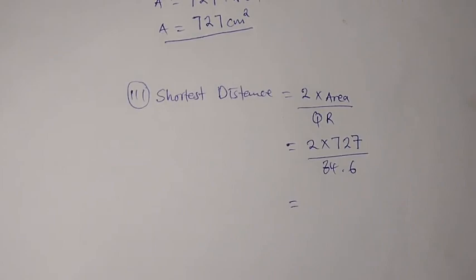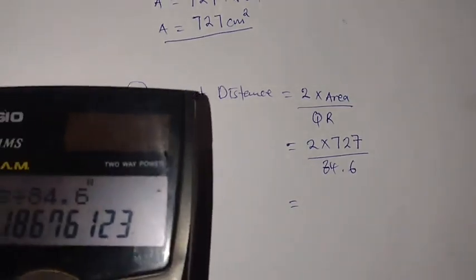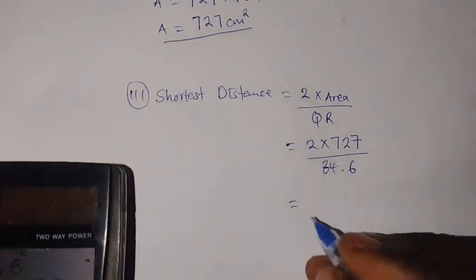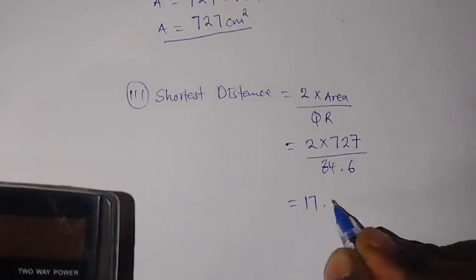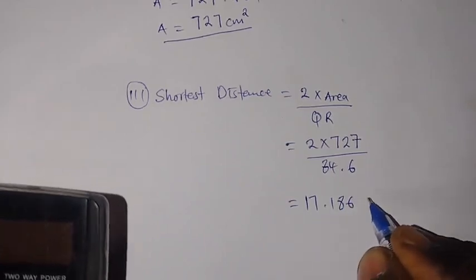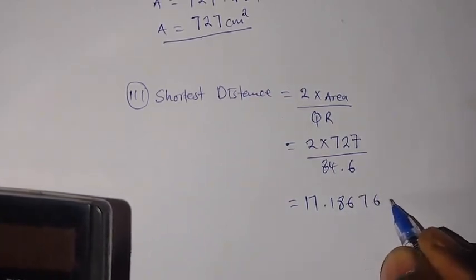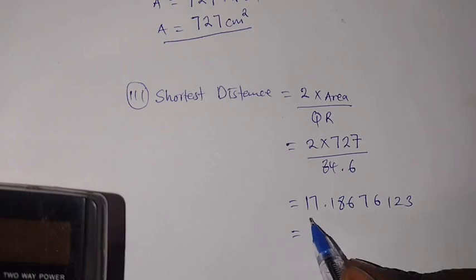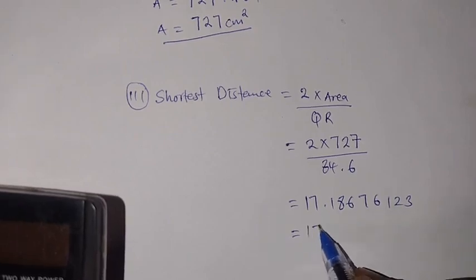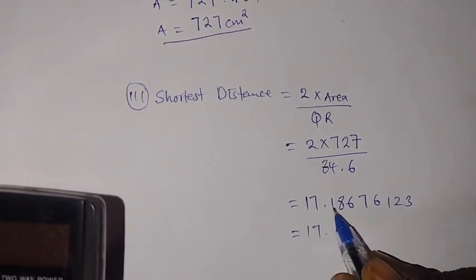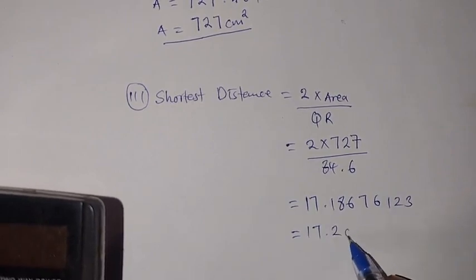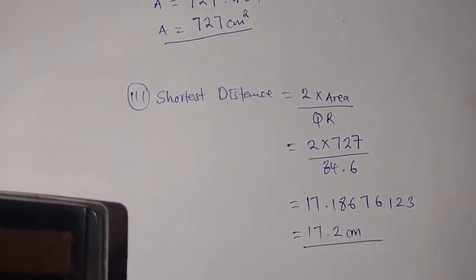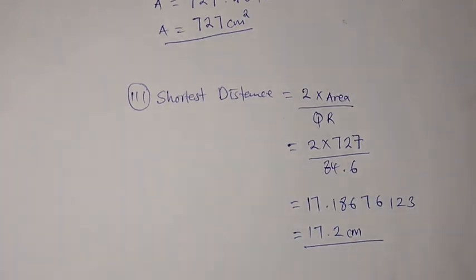Whatever answer we get, we divide by 84.6. It gives us something like 17.18676123. Our shortest distance, we leave to 3 significant figures: 17, and this one will be rounded up, so it becomes 17.2 centimeters. So this is our shortest distance.